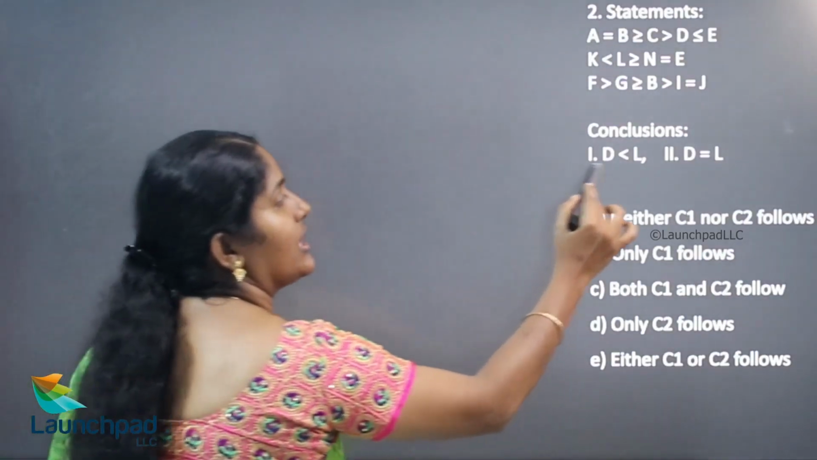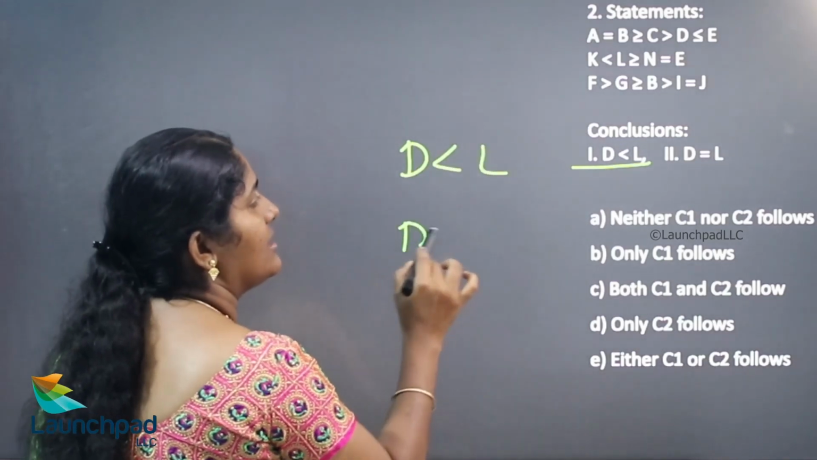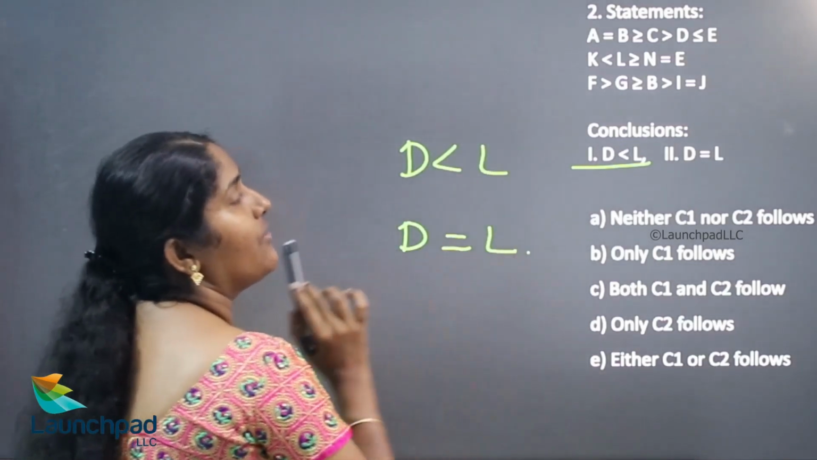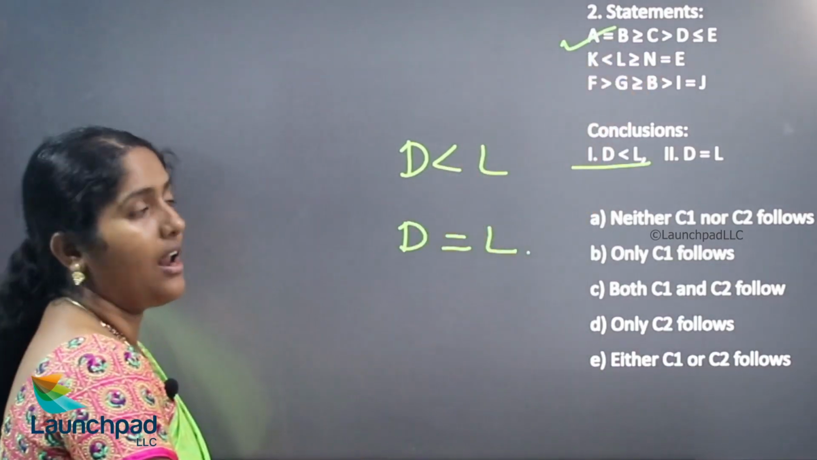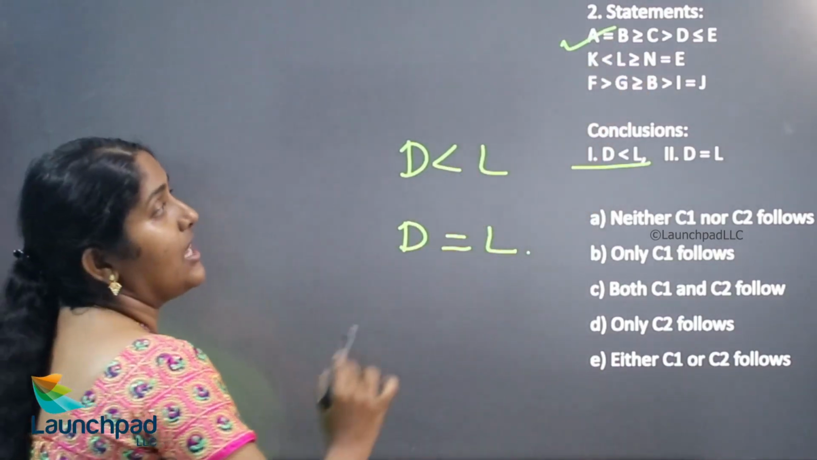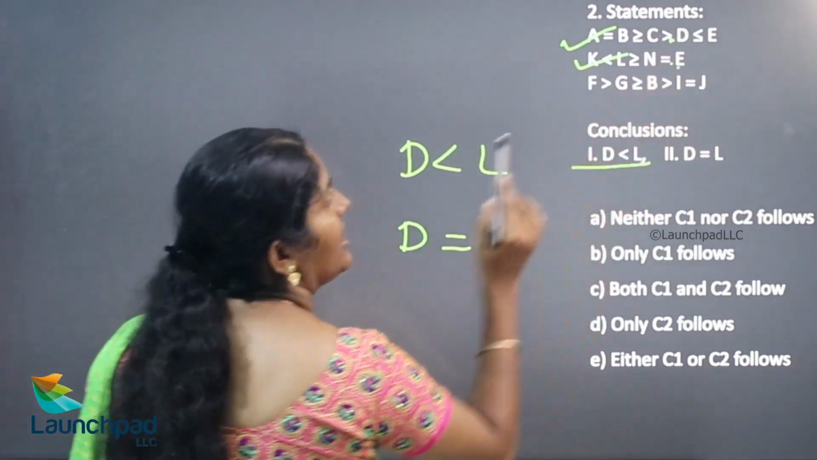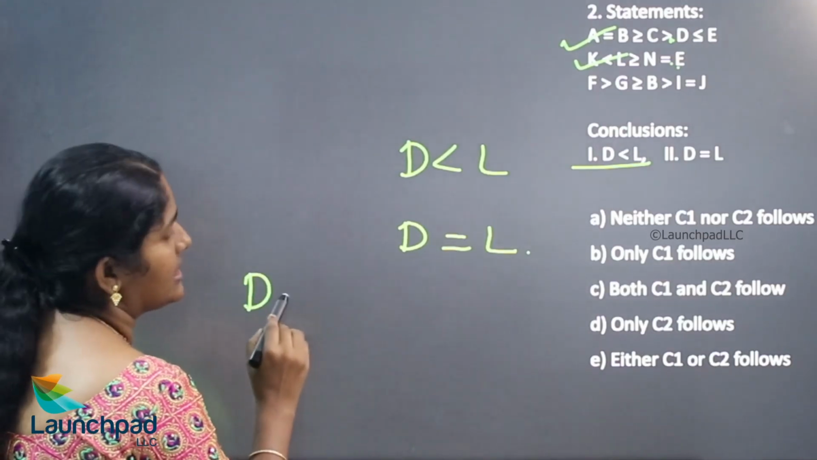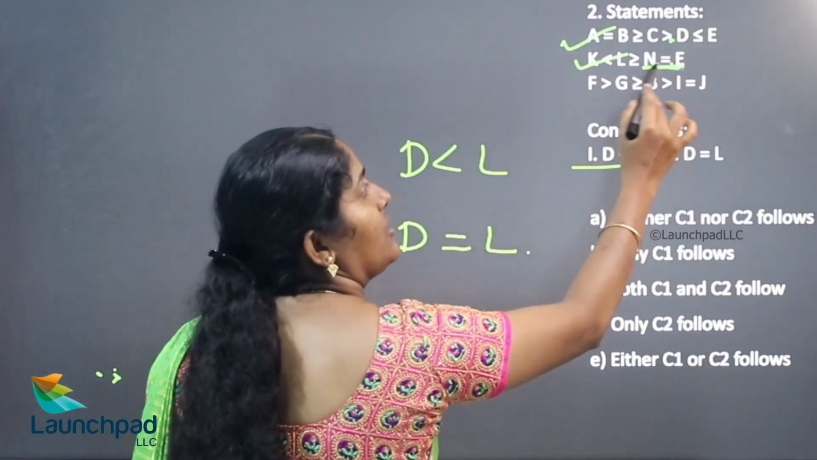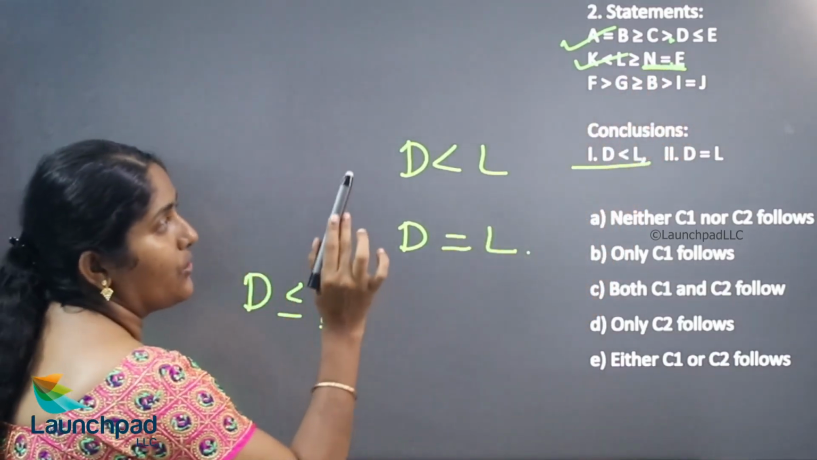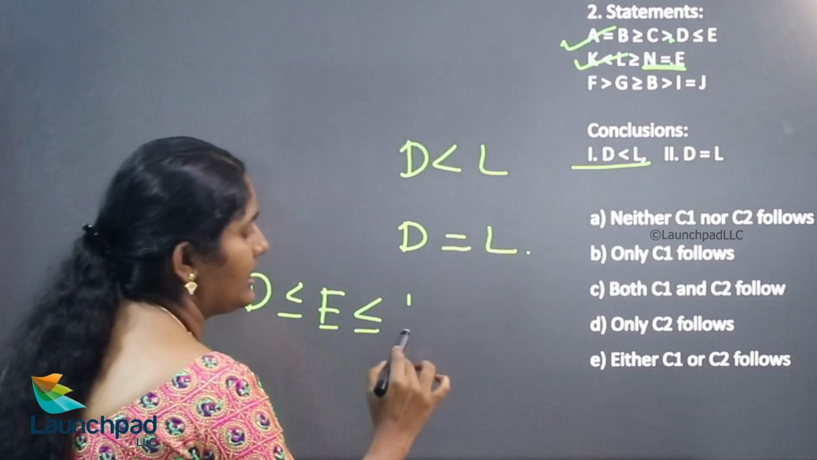Here, what is your conclusion? D less than L, D is equal to L. Where does D occur? In the first statement, first of all. And where does L occur? In your second statement. Which value is common here? E. So here D is less than or equal to E. So instead of N we can use E also. So now E is less than or equal to L.